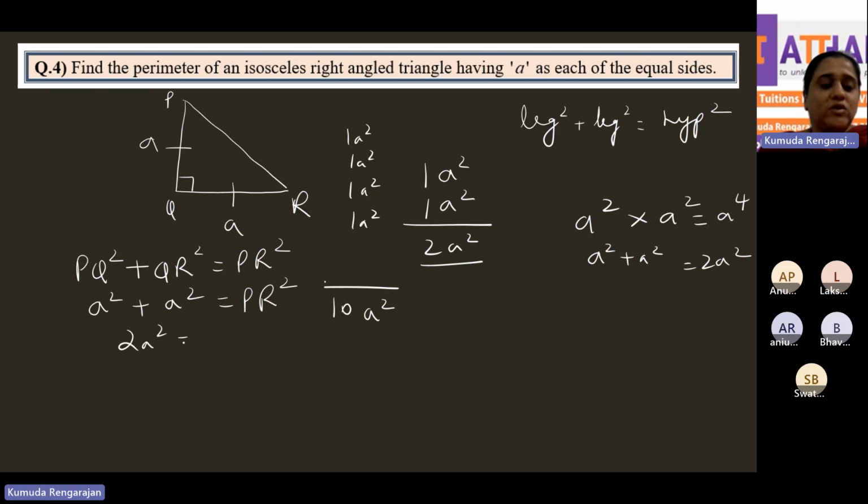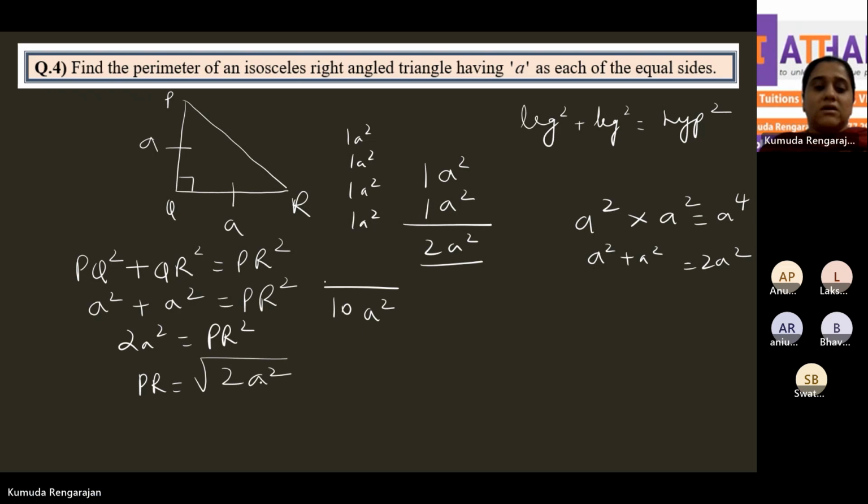So 2A square is equal to PR square. So what is PR then? PR is equal to the square root of 2A square. Now what is the square root of 2? There's only one factor, so it will remain under the square root. There are two A's, A into A. One A will come out of the square root. This is the length of the hypotenuse, root 2A.